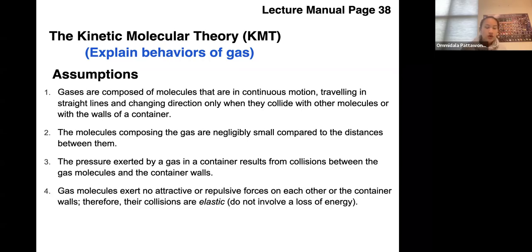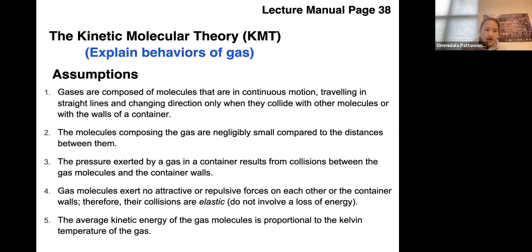The fourth assumption is that gas molecules exert no attractive or repulsive forces on each other or the container walls. Therefore, their collisions are elastic. This implies that their collisions involve no loss in energy. Whatever energy they originally have, once they undergo a collision, they are still going to have the same energy because the collisions are elastic.